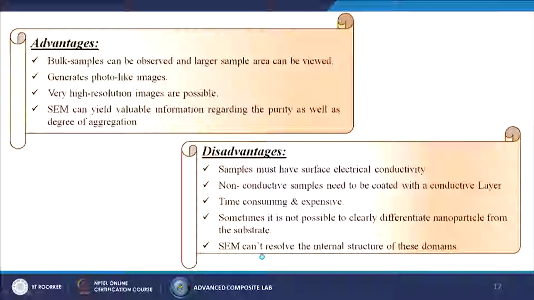Then what are the disadvantages? Samples must have surface electrical conductivity, non-conductive samples need to be coated with a conductive layer, it is time consuming and expensive, sometimes it is not possible to clearly differentiate nanoparticles from the substrate itself, and SEM cannot resolve the internal structure of these domains.